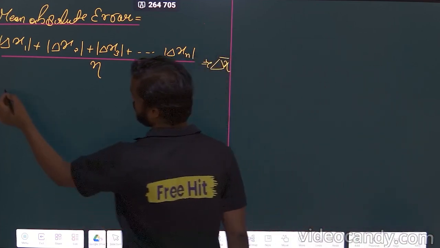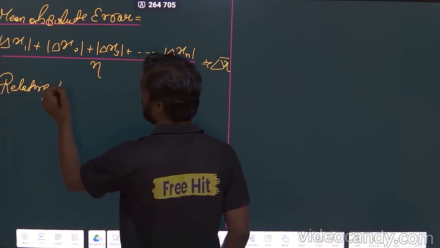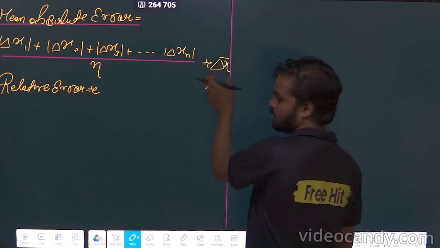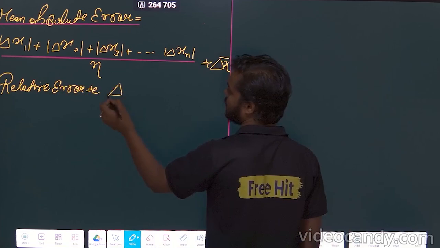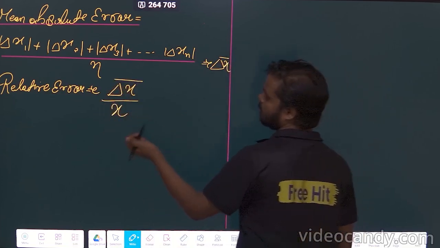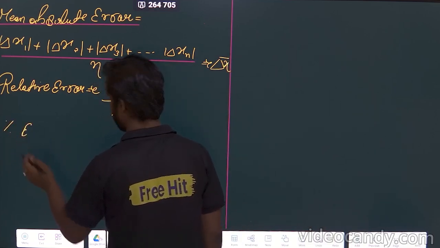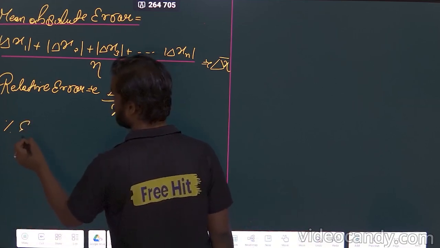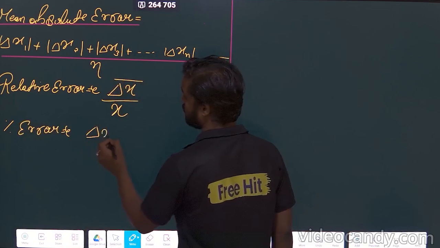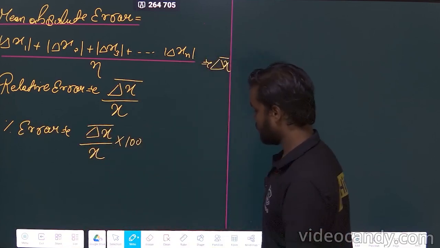Now the next is relative error. Relative error is basically the error you have calculated, delta x bar, divided by the true value x. This is called the relative error. And what is percentage error? Percentage error is defined by multiplying this with 100. That is going to be my percentage error.